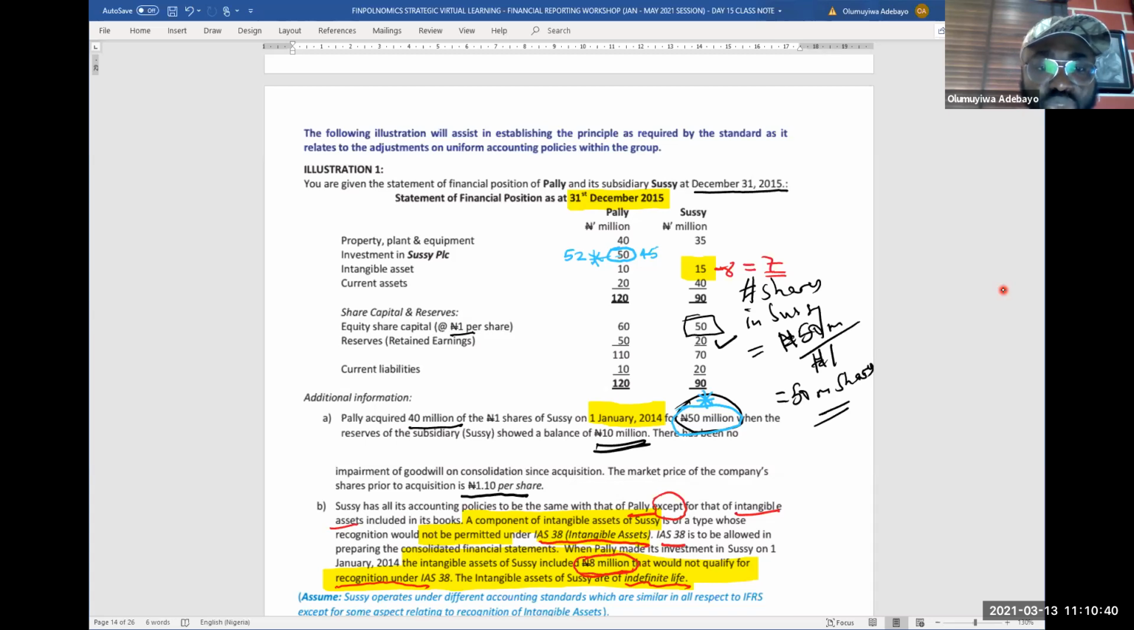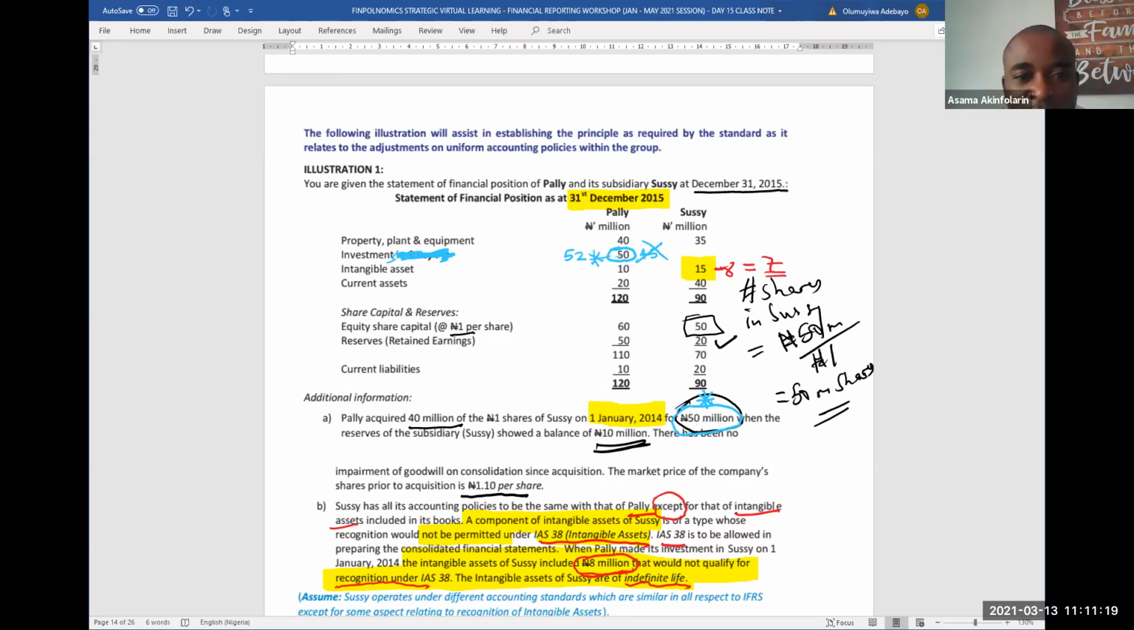But if I want to make it worse, let them just say investments. Let us say they cancel this. There's nothing like investment in SUSI. What you saw is investments. And when you see investments, it is not 45, we saw something like 52. But what we have here is 50. What do you believe is the difference between 52 and 50 when this only carries investments, not that it carries specifically investment in subsidiary? Who can explain the difference between this 52 and 50?